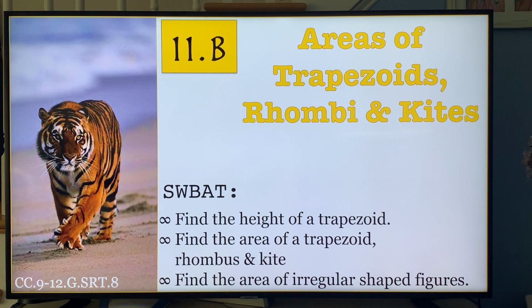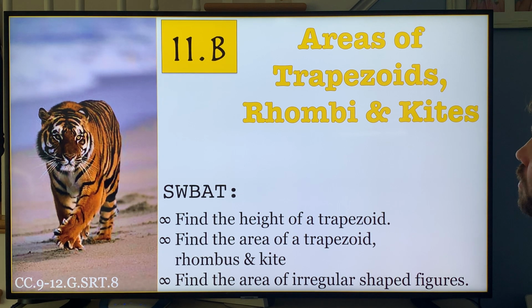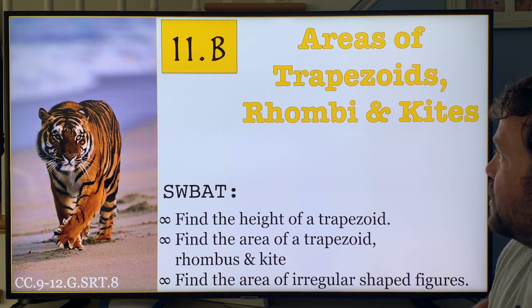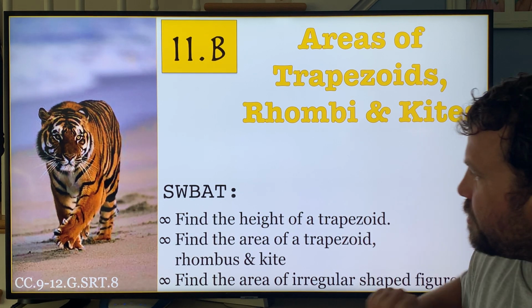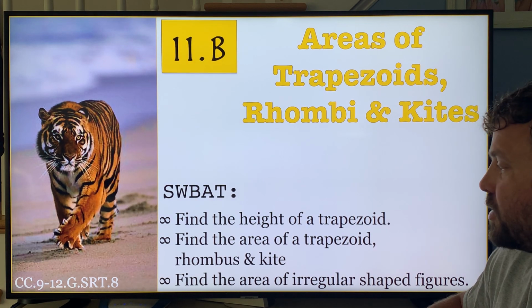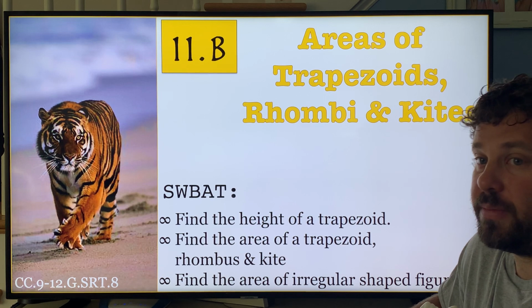about area, the bonus lessons that I included for you guys this year. Now, what we're going to go over today is the area of trapezoids, kites, and rhombi. We're going to go over how to find the height of a trapezoid, the area of a trapezoid, rhombus, and a kite, and how to find the area of, once again, irregular shaped figures.